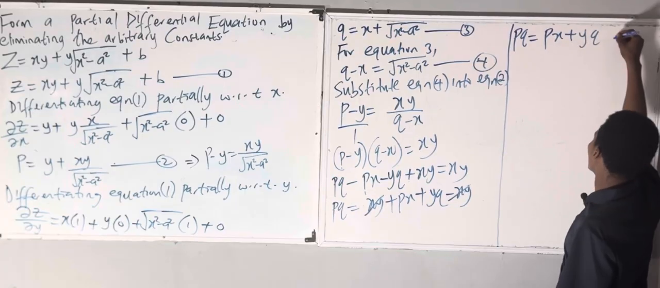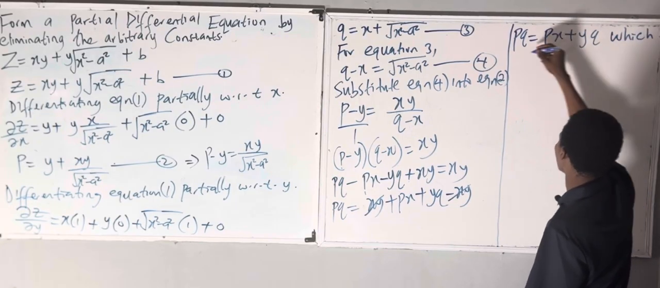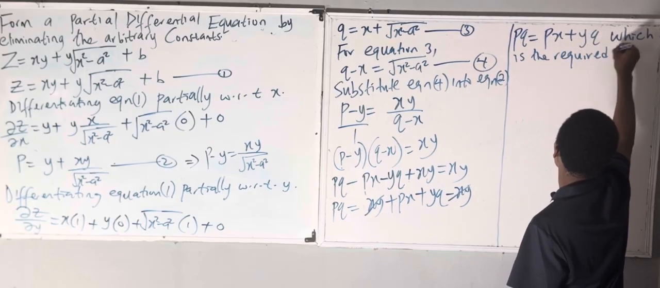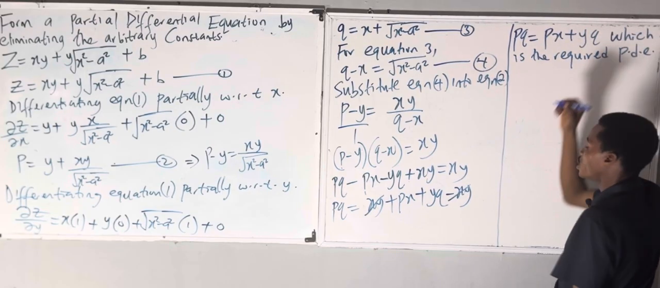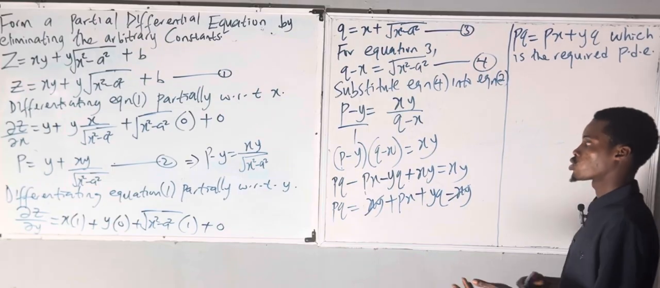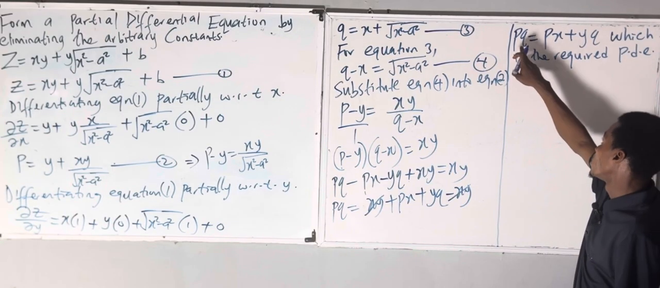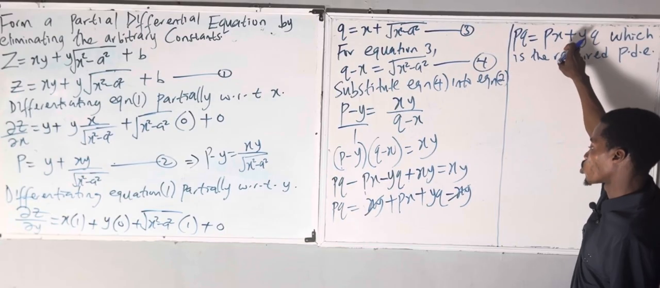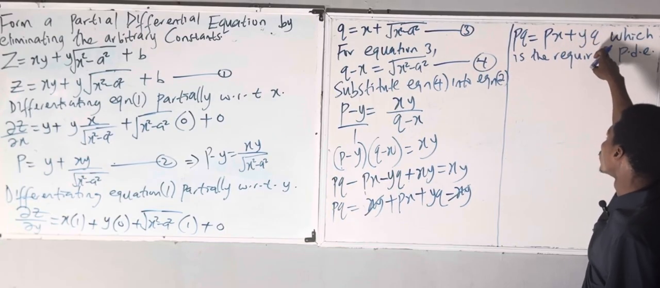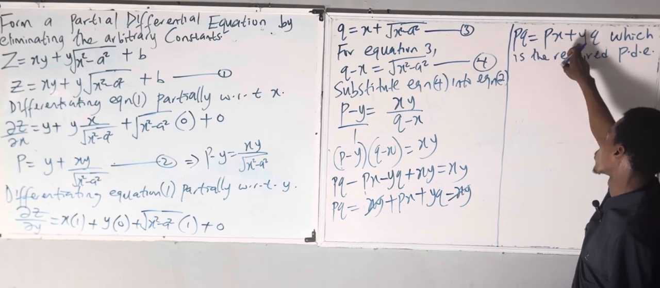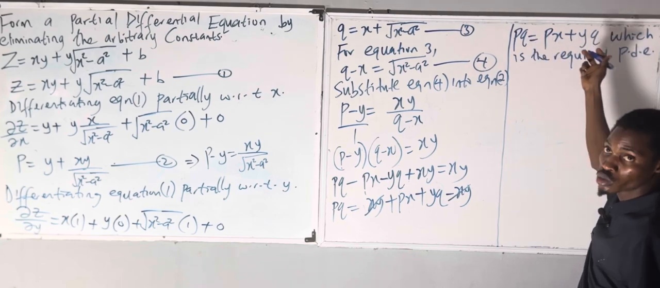Which is the required PDE. It means I've eliminated the arbitrary constants, whereby I get my partial differential equation as pq is equal to px plus yq. I can write it as pq is equal to px plus qy, either of the two.